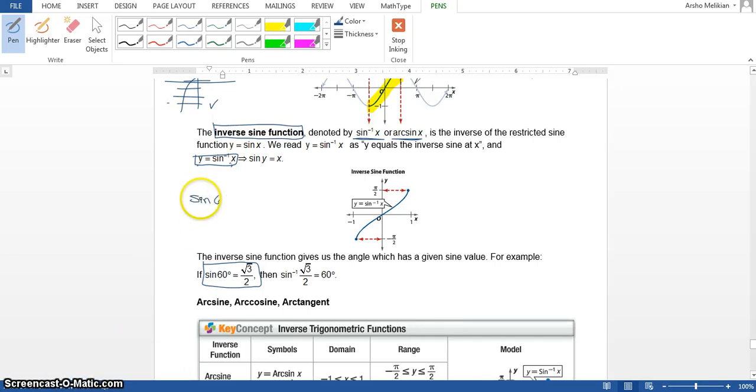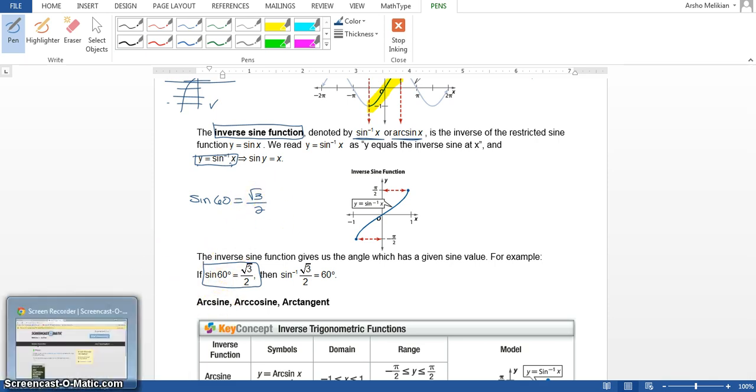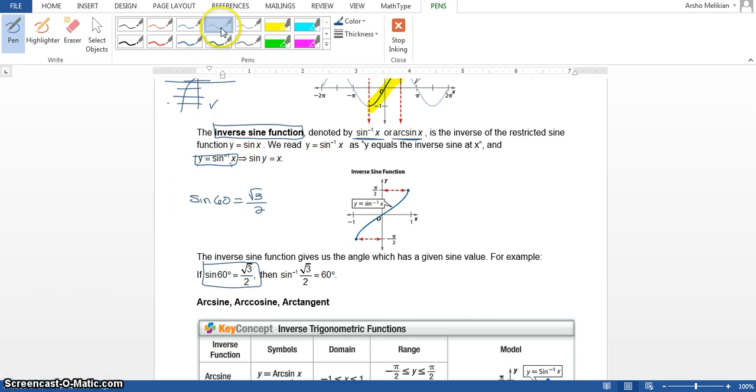Now, suppose I asked you a question. Suppose I said, give me an angle that when I take the sine of it, I get root 3 over 2. What would you tell me? What angle, if I take the sine of it, will give me root 3 over 2? The answer is 60. That's the inverse sine. So if I were to say inverse sine of root 3 over 2, what I'm saying is, give me an angle that when I take the sine of it is root 3 over 2. And the answer is 60 degrees.